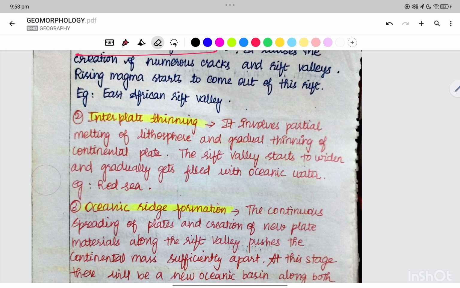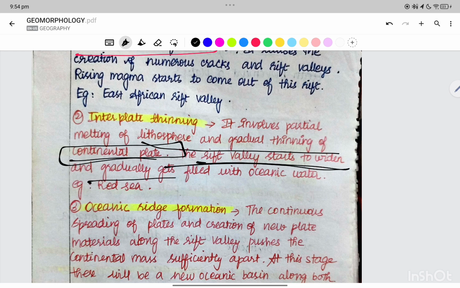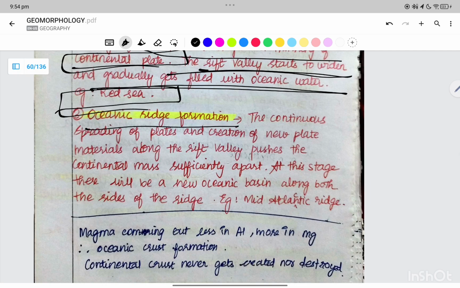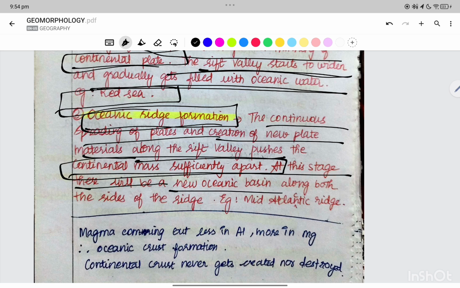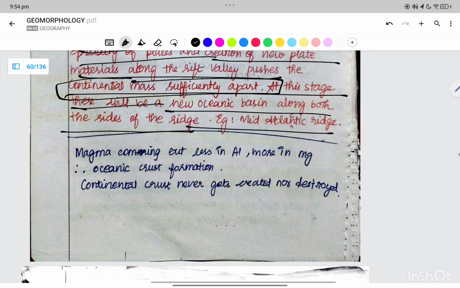Interplate thinning involves partial melting of the lithosphere and gradual thinning of the continental plate. The Rift Valley starts widening and gets filled with oceanic water. Example: the Red Sea, ocean ridge formation. The continuous spreading of the plates and the creation of new material along the Rift Valley pushes the continental mass sufficiently apart. At this stage, there will be a new oceanic basin along the sides of the ridge.